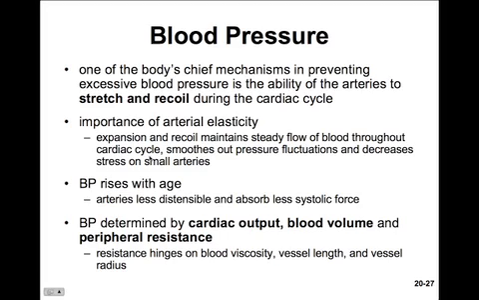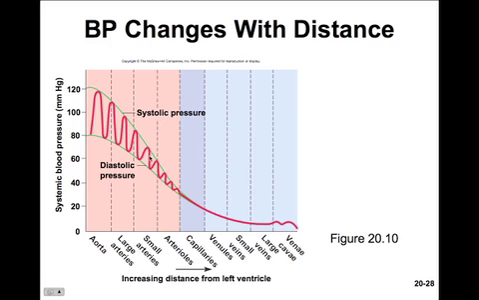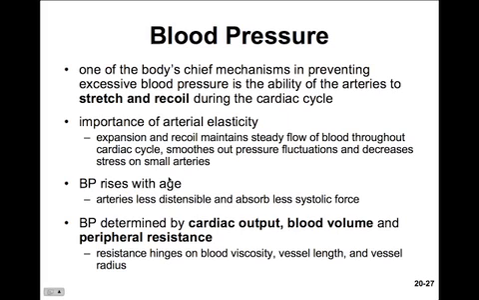However, there is still a pulsatile effect in arterial circulation. However, that effect becomes much less pronounced as we move away from the heart. This figure illustrates that. Blood pressure itself lowers the further away that we get from the heart, as well as the difference between these two. And this is really due to the elastic and recoil properties of the vessels. Now, blood pressure in general is going to rise with age. That's because our arteries do, over time, become less distensible, and thus they can absorb less of this systolic force.